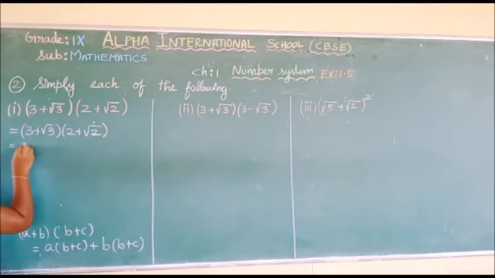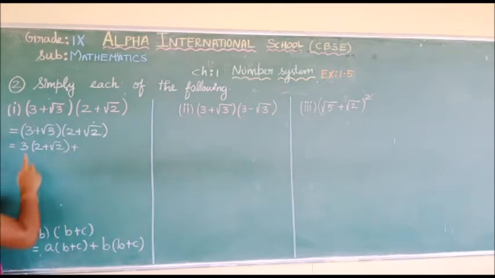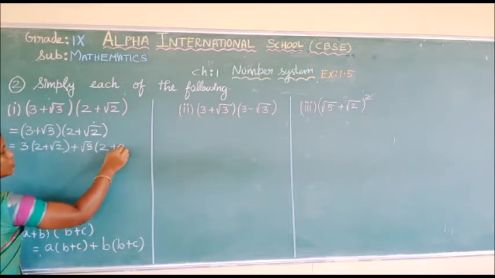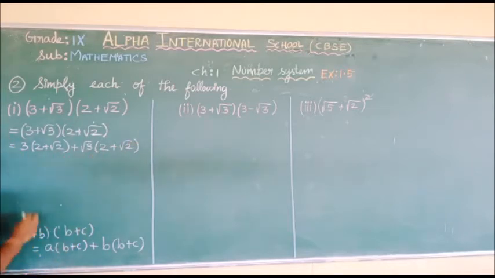How to multiply this? First take the number 3. 3 should be multiplied with the second term, which is 2 plus root 2. In the middle we have plus, so take the symbol plus. Instead of plus, if it is minus, we have to take minus. The next term is root 3, root 3 into the second term, 2 plus root 2. Now we have multiplied. Now we have to remove the bracket and multiply each and every term.